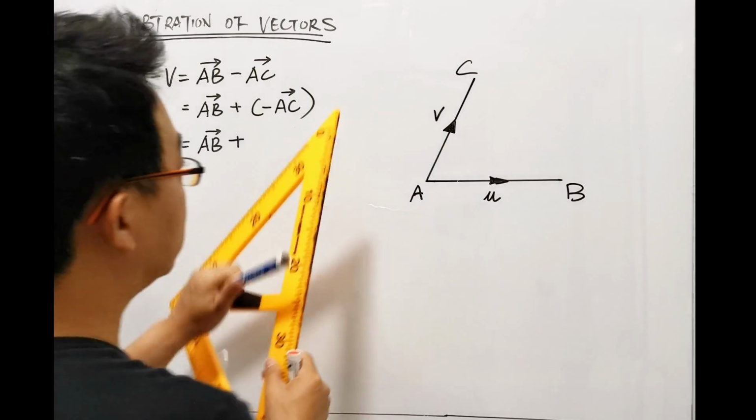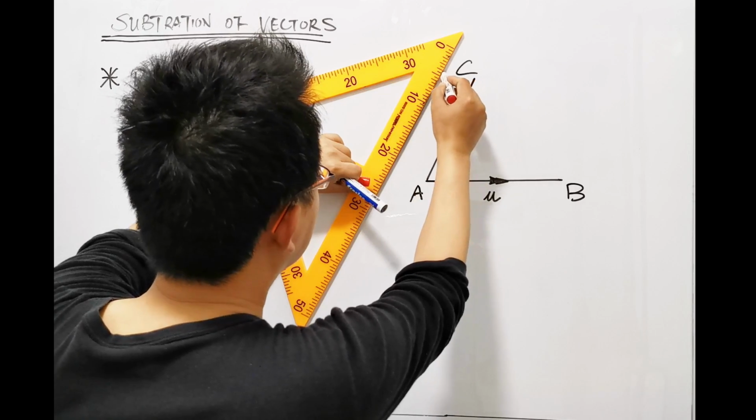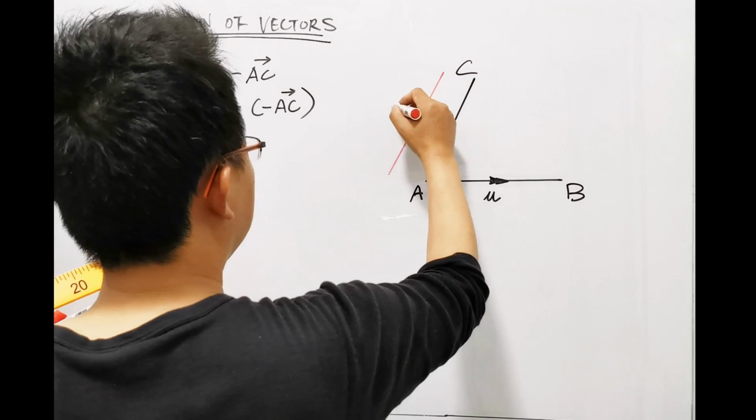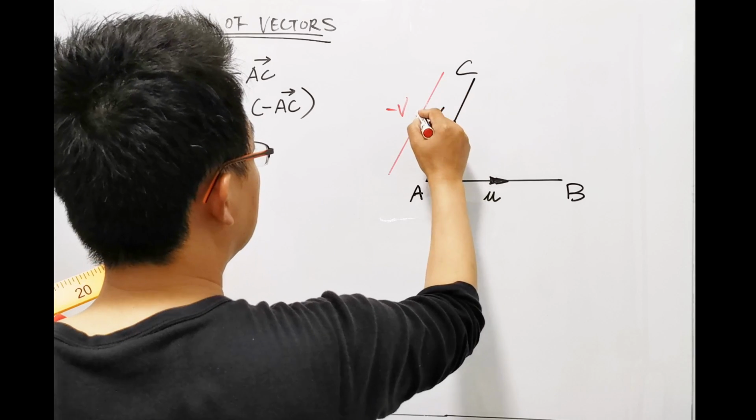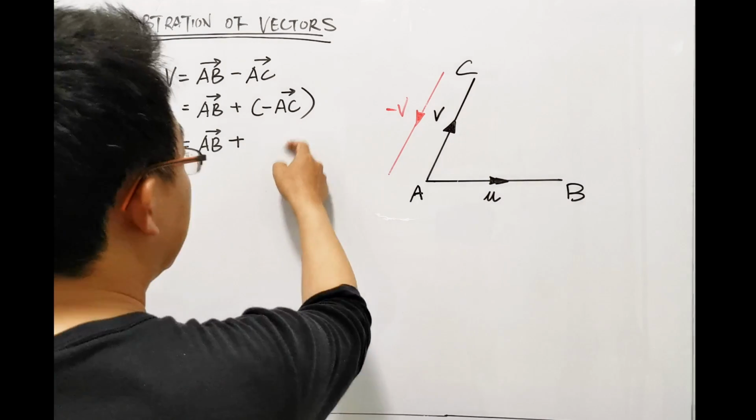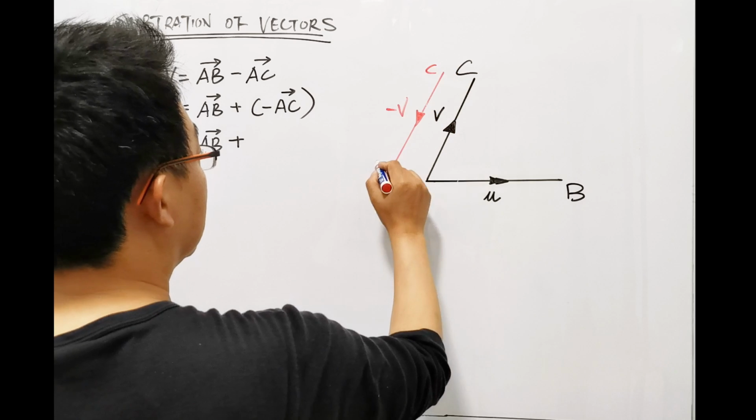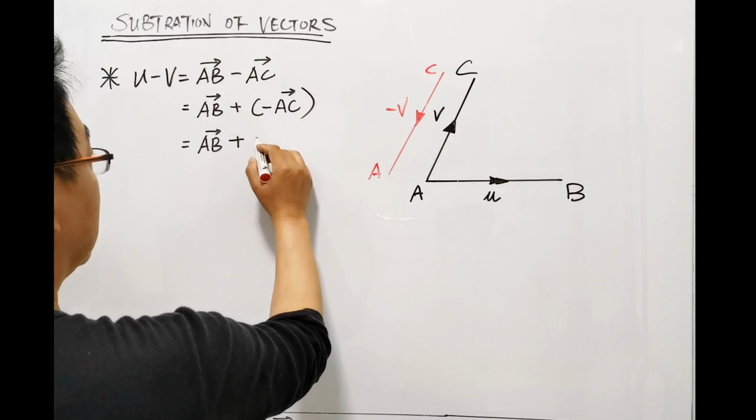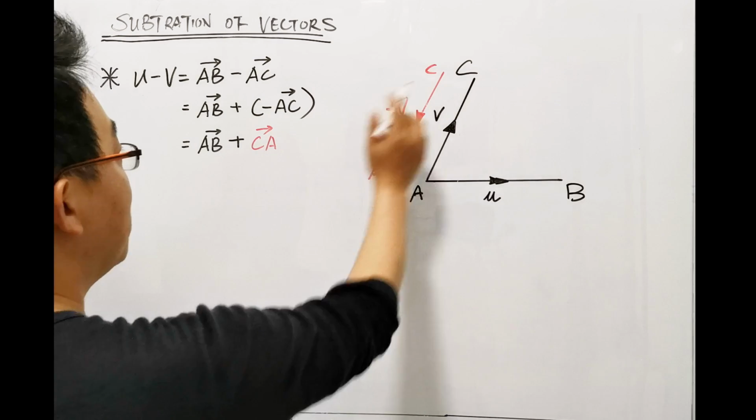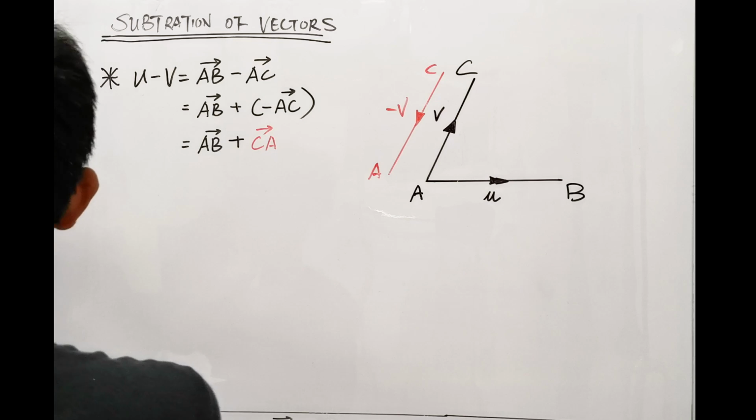Just imagine this: minus AC equals to this way, right? Now we change it to become CA. So we write it as CA. That is the way. This is easy to understand, right?